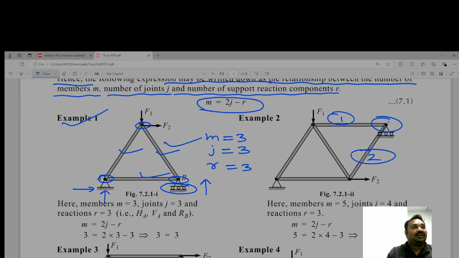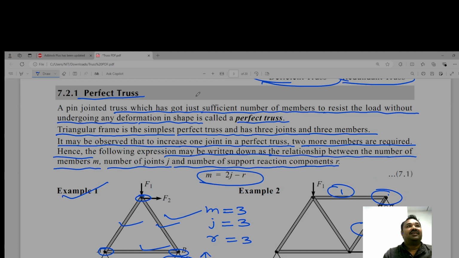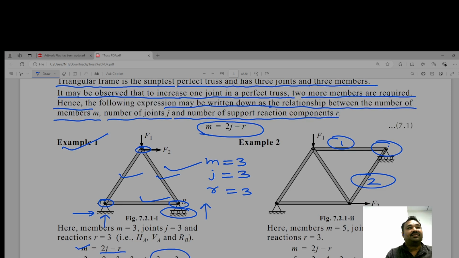So after putting these values on the left side and the right side, M is equal to 2J minus R. We are getting 3 and 3 on both sides. As per the definition, just a sufficient number of members are there to resist any kind of deformation.